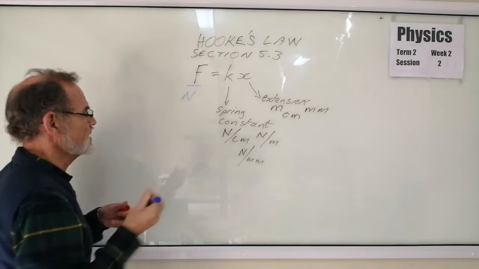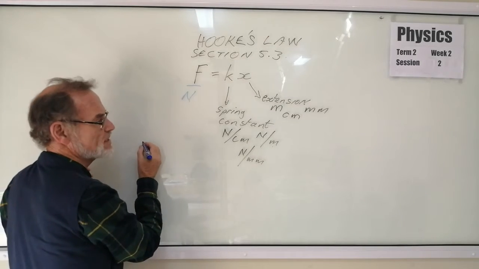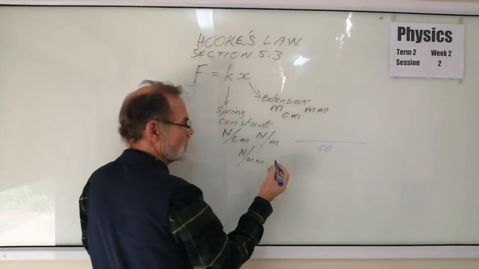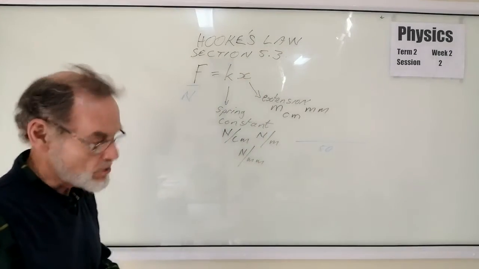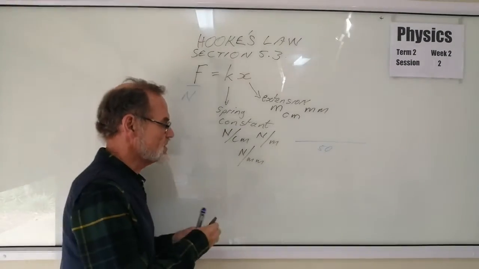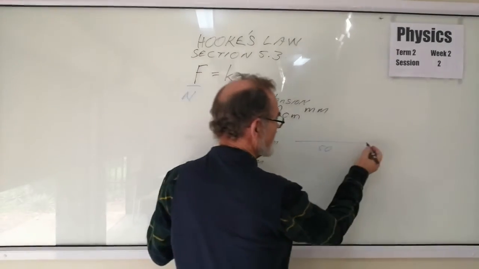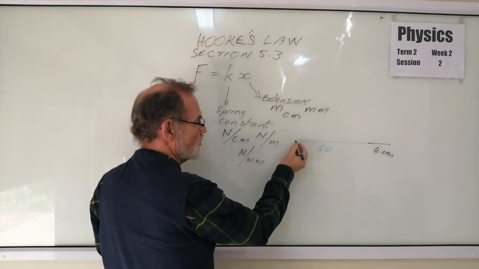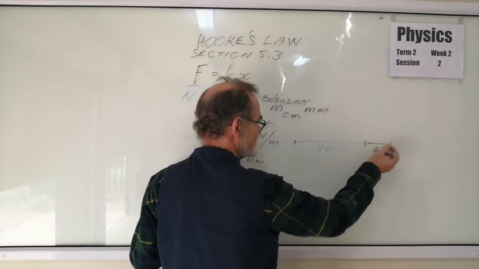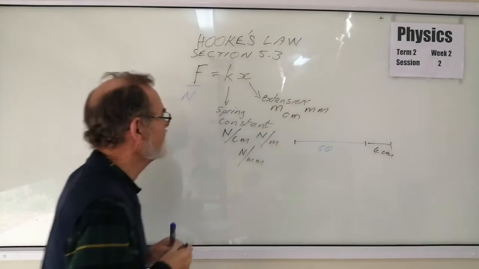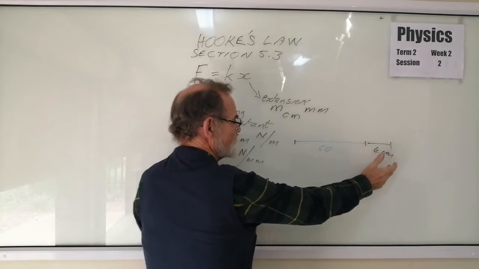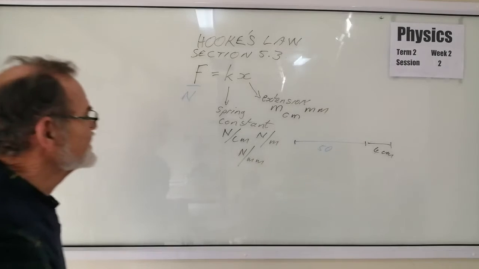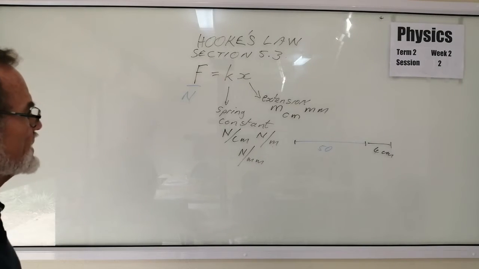The extension is, if the spring is originally like 50 centimeters, then the extension is what we are measuring, which is the extra little bit here, which might be 4 centimeters. So you've got to always know what this is and what this is, and you've got to subtract the one from the other. So because this is the extension, we're not putting this on the graph, we're putting this on the graph. Okay, so all right.